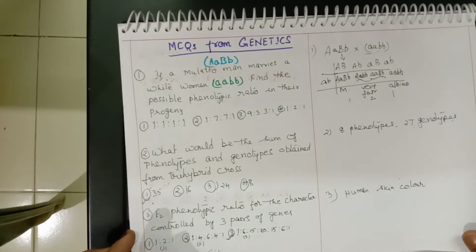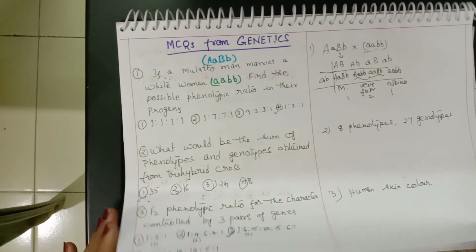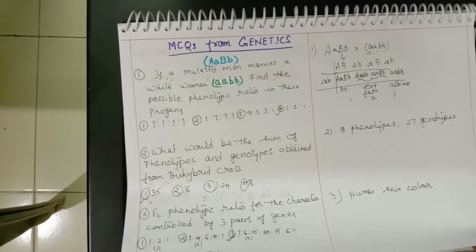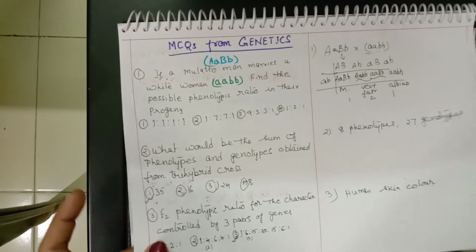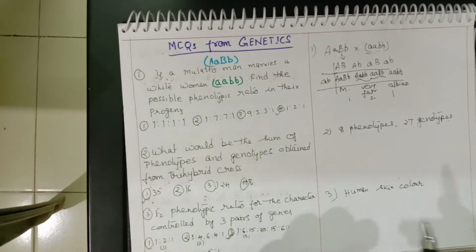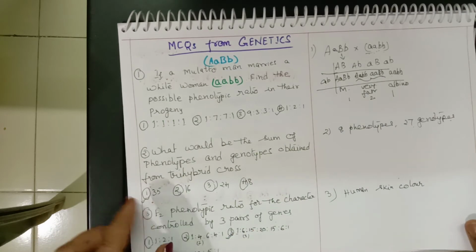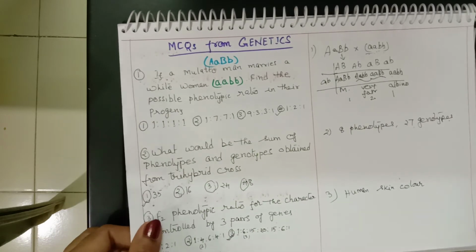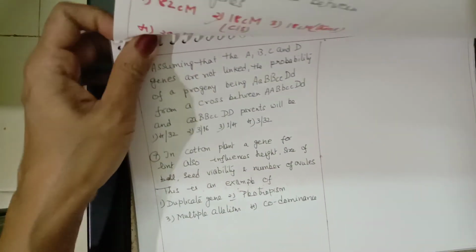In my next videos I'll be discussing polygenic inheritance, and there I'll give you a detailed cross. So here, with 3 pairs of genes, previously I showed the table in the previous one, so by using that also you can find it out. Okay, now let us go through the next question.